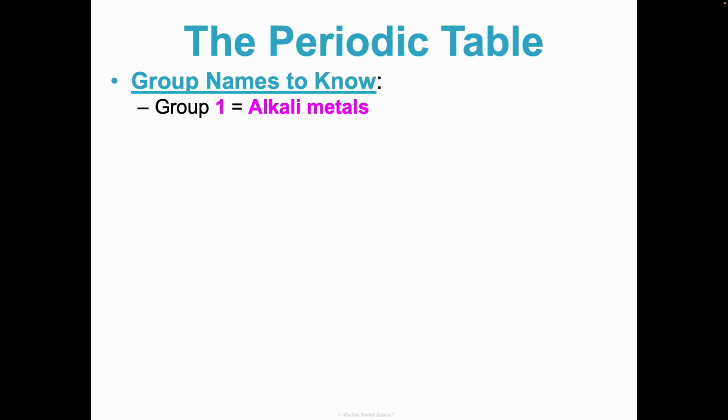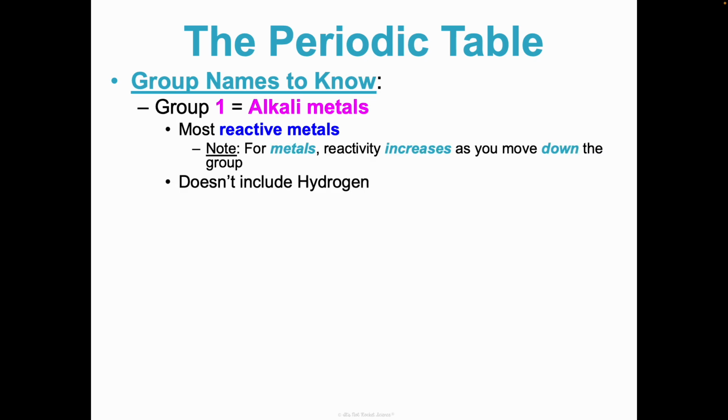Group 1 are your alkali metals. These are your most reactive metals. This is everybody except for hydrogen, because hydrogen's not a metal. For metals, reactivity, we'll look at this in a second. I'll show you a diagram of this, but reactivity increases as you move down a group. So the further down you go, the more reactive it actually is.